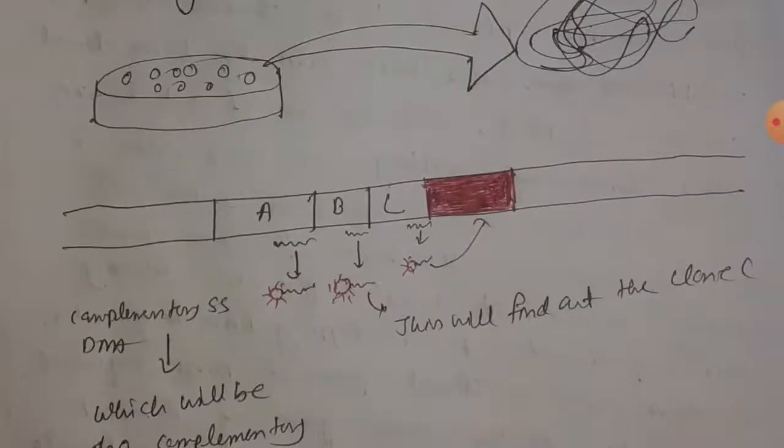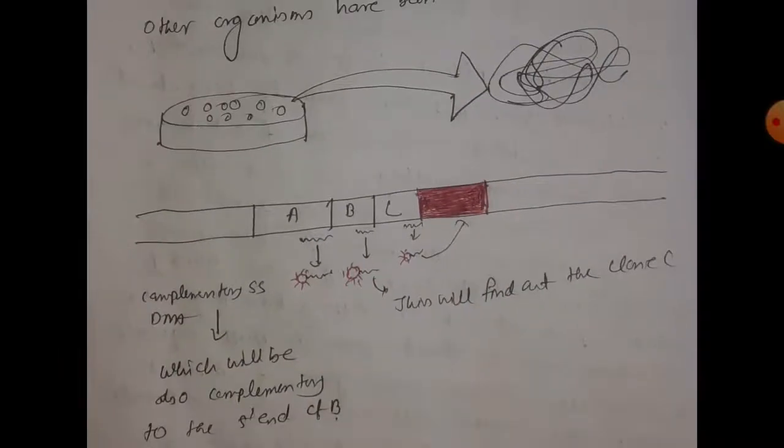Then we will isolate and purify them. Then on the basis of the 3' end of the gene B, we will again construct a complementary single stranded DNA. And now on the basis of that complementary probe we can find out the C, and from that C again we can find out our gene of interest. So that is how chromosome walking will be done. Remember, one clone at a time. So that is how the chromosome walking technique works.